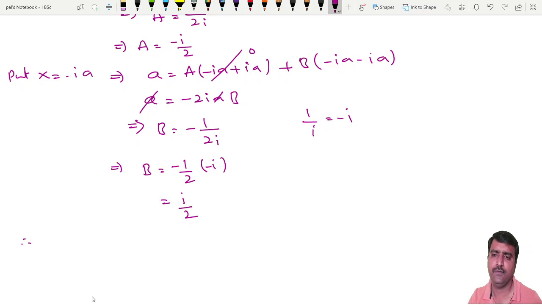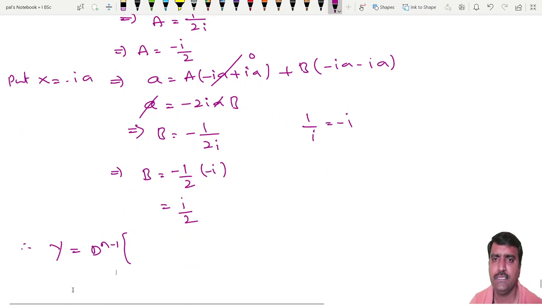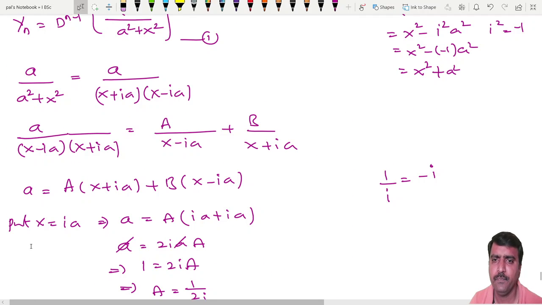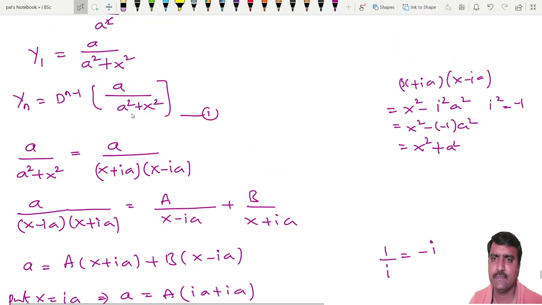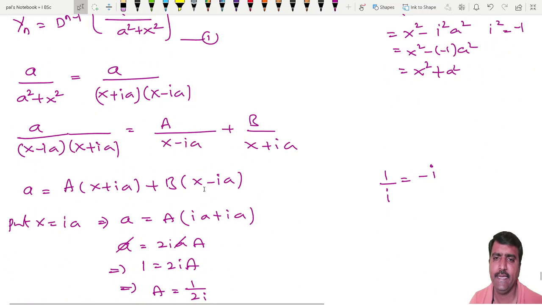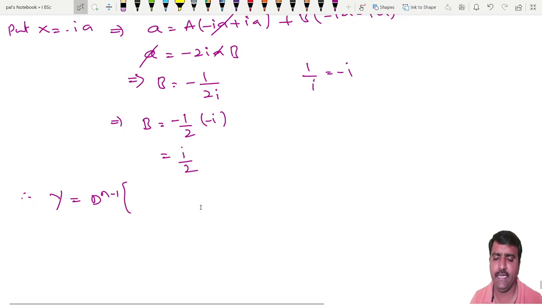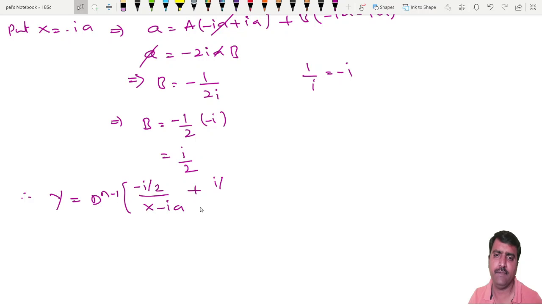So therefore, now y can be written as the n minus 1th differentiation of, of course it is a lengthy problem. So this a by x square plus a square can be written like this: a by x minus ia, where A is minus i by 2, by x minus ia, plus b, which is plus i by 2, by x plus ia. Yes, now we need to apply the n minus 1th derivative for this.